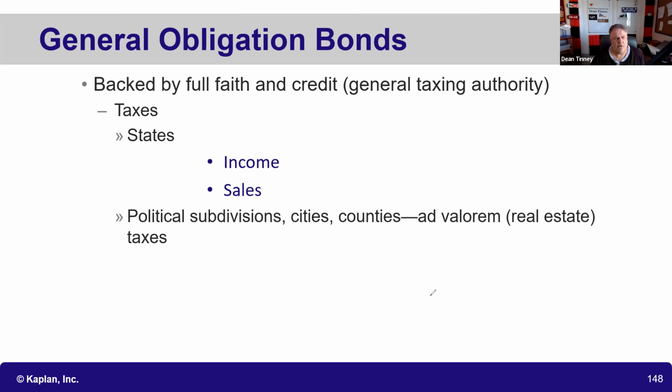But we should have a general understanding that they need to have the authority to borrow the money. And if that's going to be a GO bond test question, we're going to have voter approval to issue that GO bond. And it makes sense, because what's backing it is the property taxes.